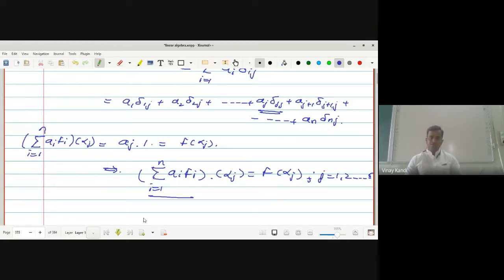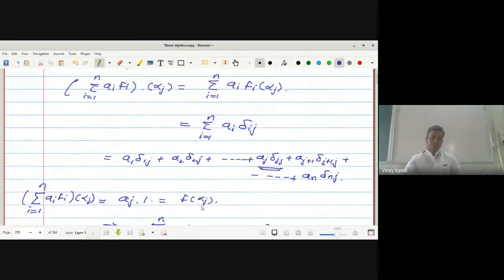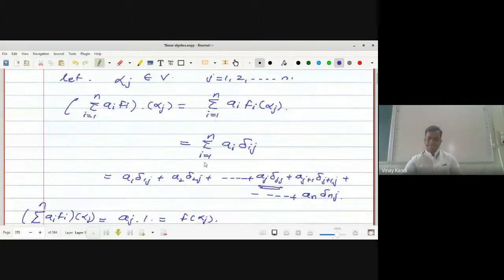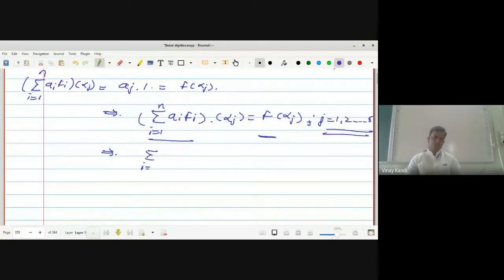This is one linear functional, and this is another linear functional. They both agree on the basis elements. What are the basis elements? Alpha 1, alpha 2, up to so on alpha n. So this implies both are equal. That is why we took the above statement. Understood? So summation i running from 1 to n ai fi is nothing but f. So this implies f is equal to a1 f1 plus a2 f2 plus up to so on an fn. Is it correct?